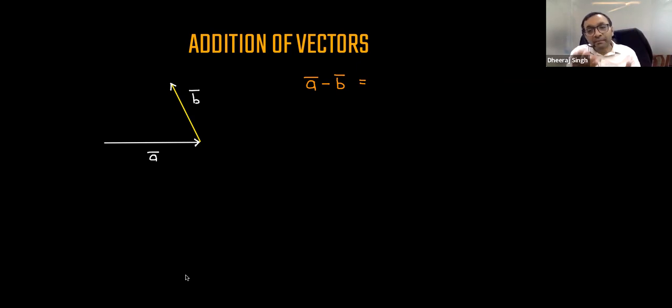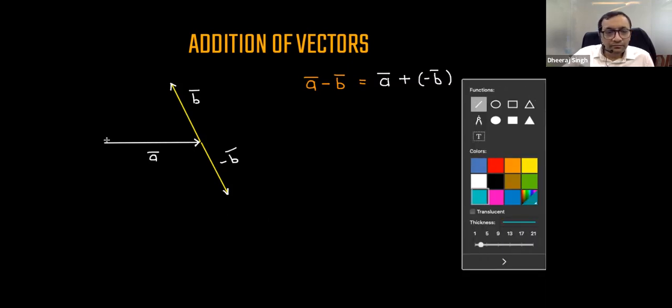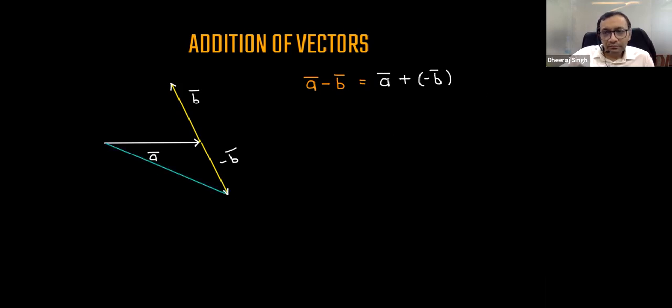So if B is like that, where is minus B? Do all of us agree that A minus B is nothing but A plus minus B, right? I'm adding A and minus B. All right. So if I reverse B like this, it becomes minus B. All of us are agreeing. This is minus B. So this will be A minus B. Okay, clear? I hope these things are making sense.